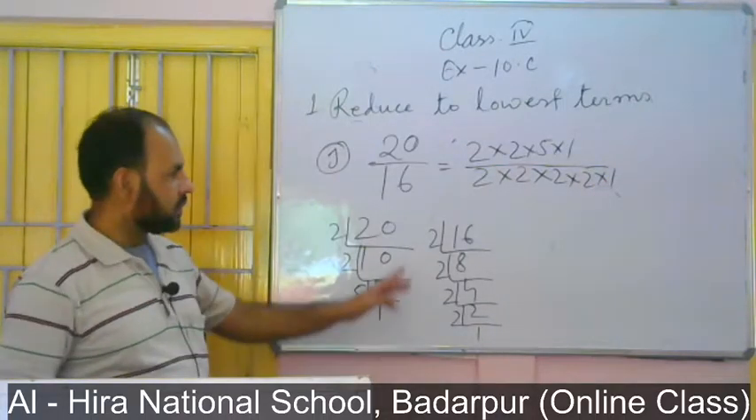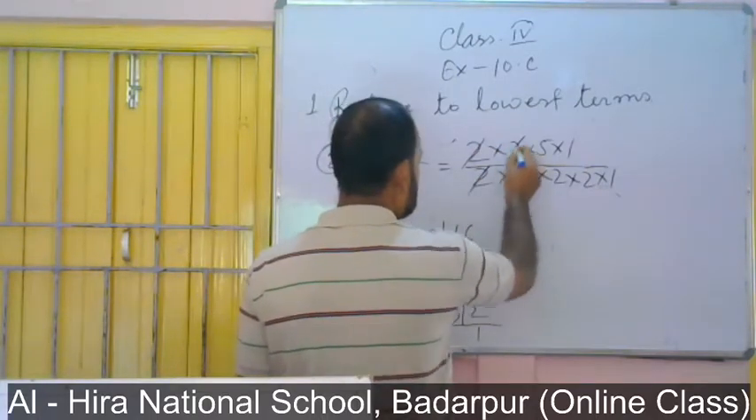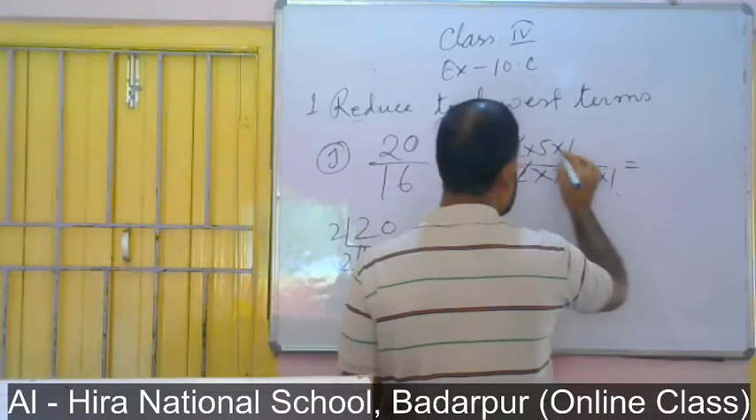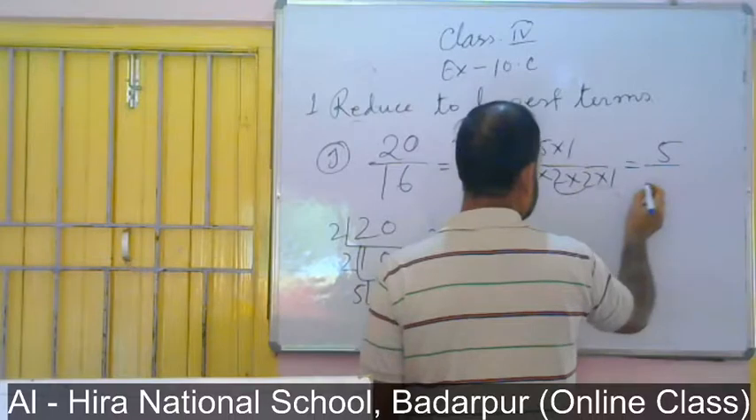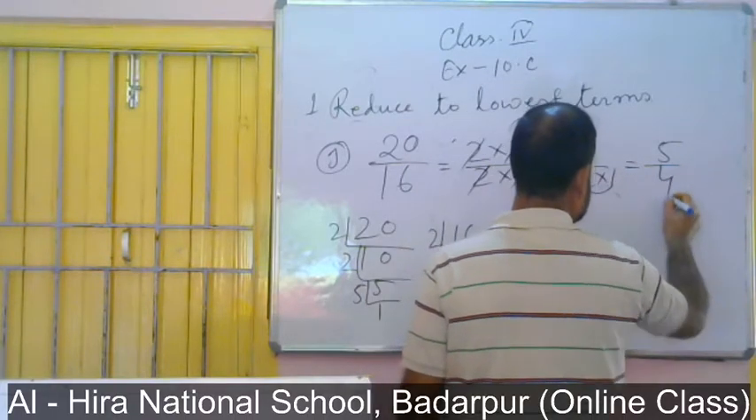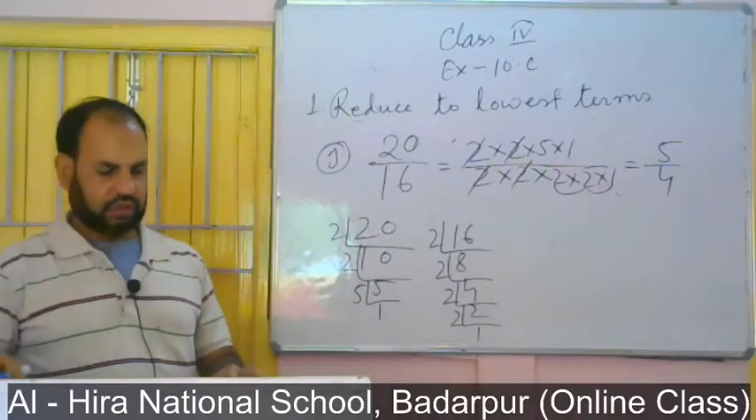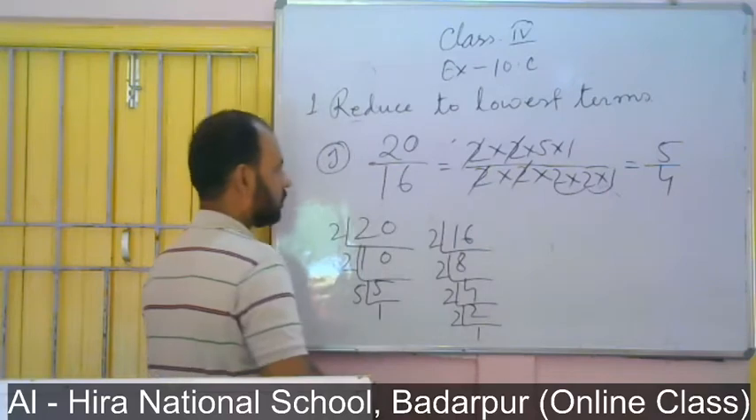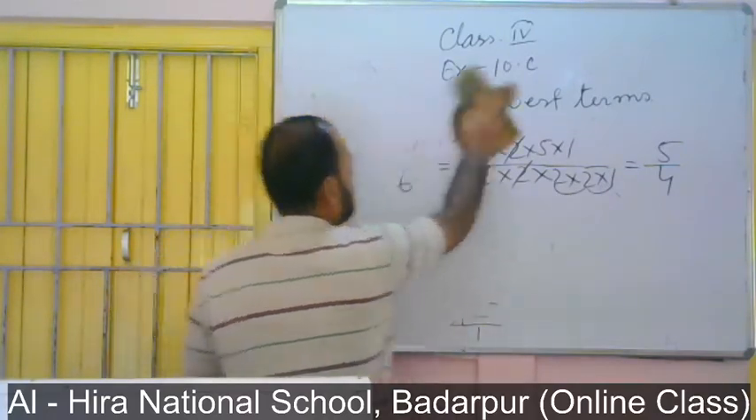So here common is 2, 2. So here remain 5 1s is 5 and 2 2s are 4, 4 1s is 4. So lowest term is 5 by 4. Next question number 2.